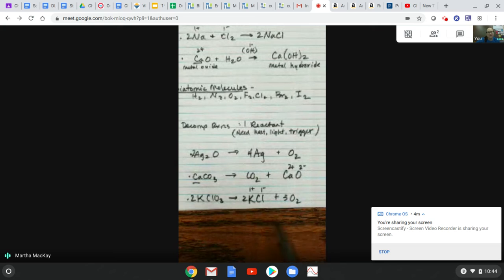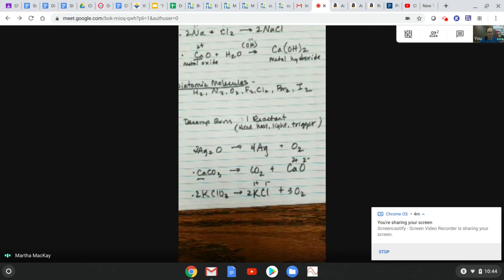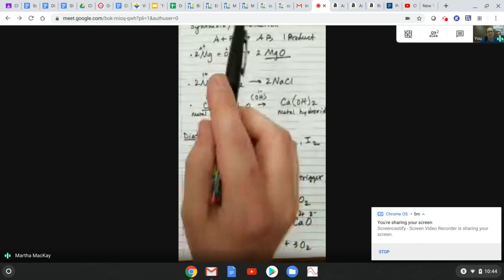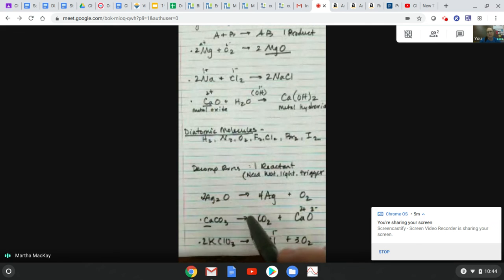But the point is I start with one reactant and I get multiple products out of it. And this one would support combustion. So if I put a burning splint in there, it's going to continue burning or the flame's going to get bigger because oxygen gas is being released. So that's the basics on what a synthesis reaction is, making something, and a decomposition reaction is breaking something down.